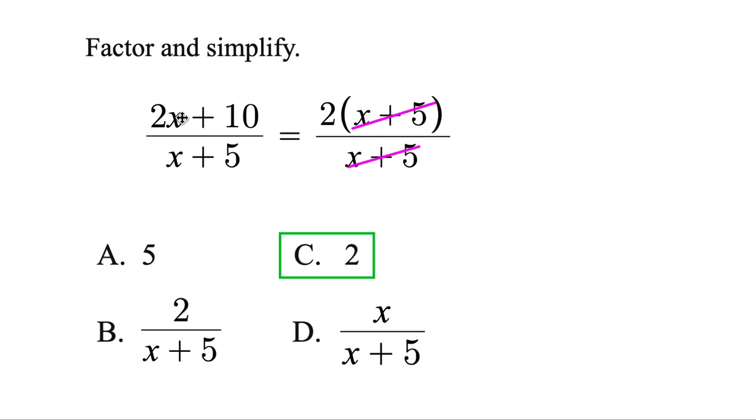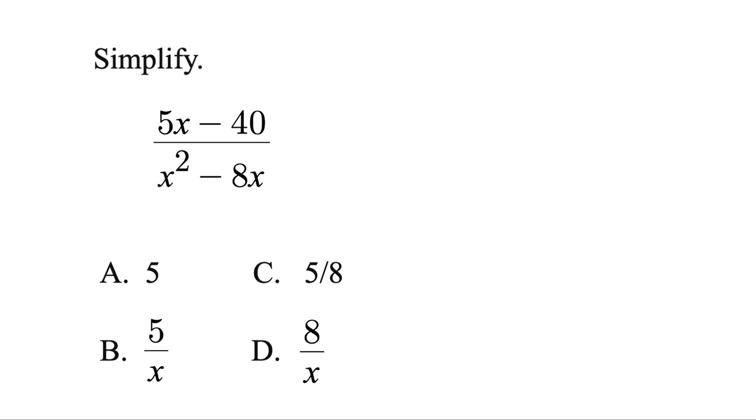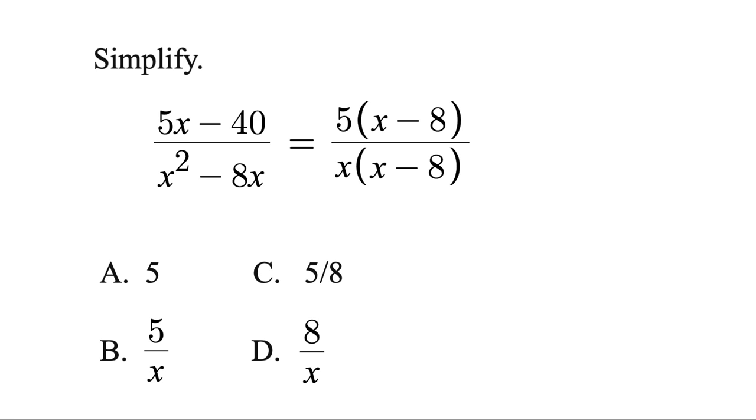The reason that works is if you plug in the same x here and here, it's always going to simplify the whole thing to become 2. Okay, let's do another one. What could we pull out of both terms up top? Well, they're both divisible by 5, so we'll pull that out. And then in the bottom, this one and this one have an x, so we'll pull that out.